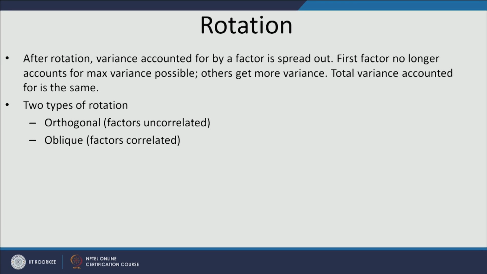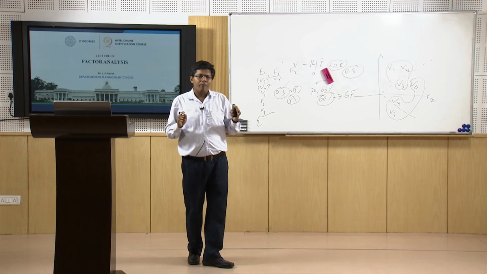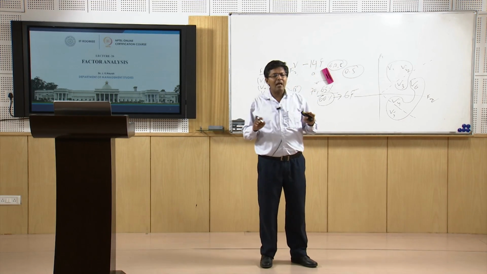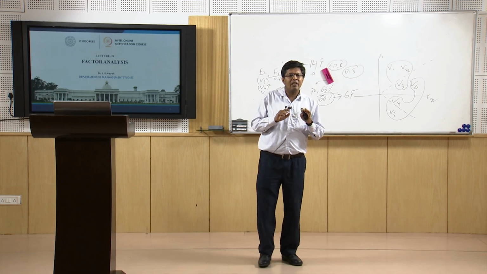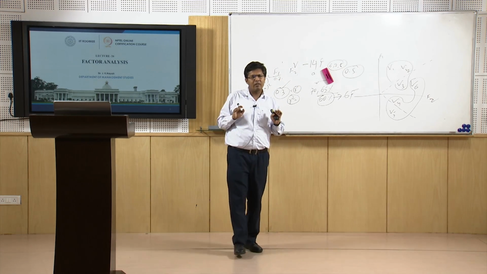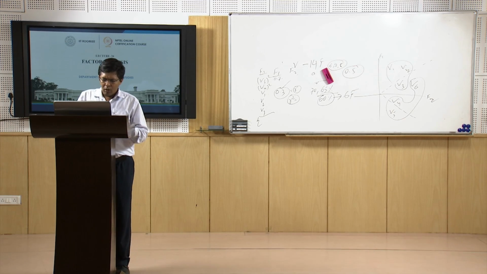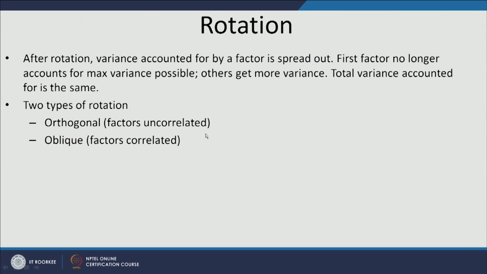As I said, there are two types of rotations. The factor can be rotated orthogonally, or there is an oblique rotation. Orthogonal is used when we say that the factors are not correlated. You can see, for example, orthogonal factors are uncorrelated, as it is written out here, and oblique means factors are correlated.